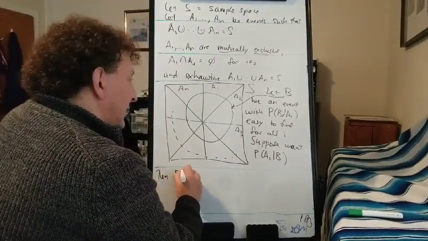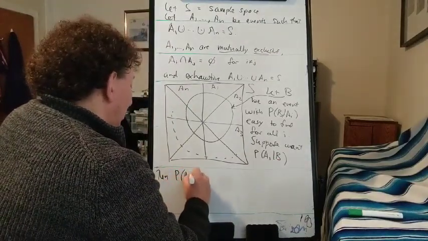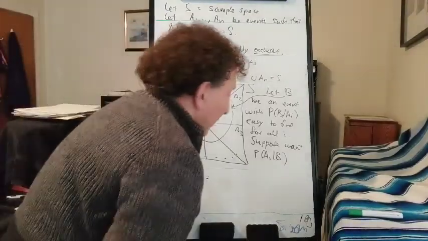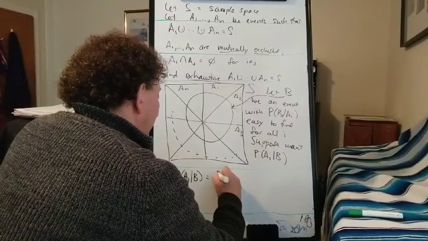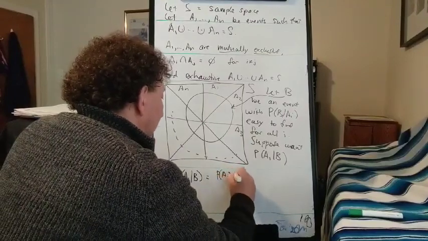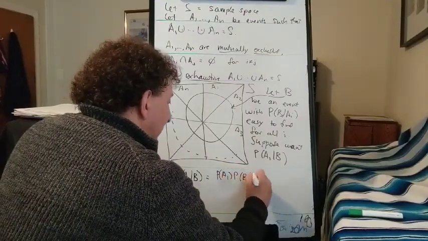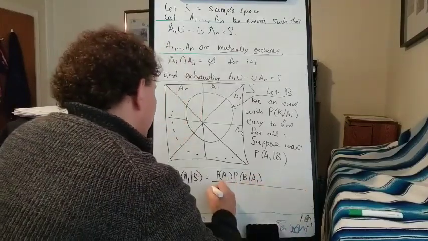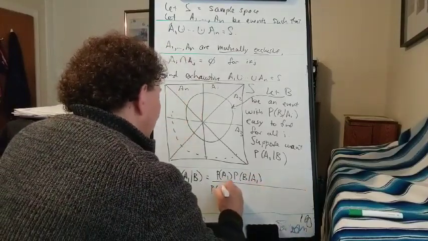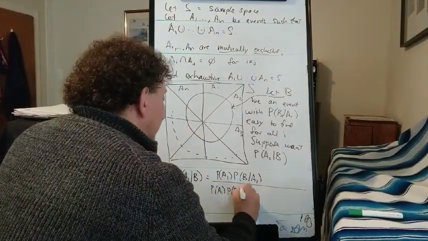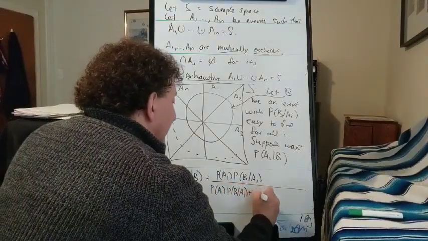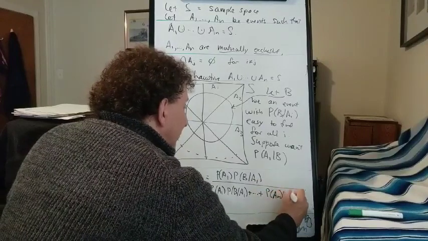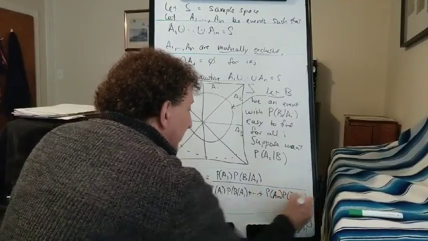Then the probability of A1 given B equals the probability of A1 times the probability of B given A1, divided by the probability of A1 times the probability of B given A1, summed up to the probability of AN times the probability of B given AN.